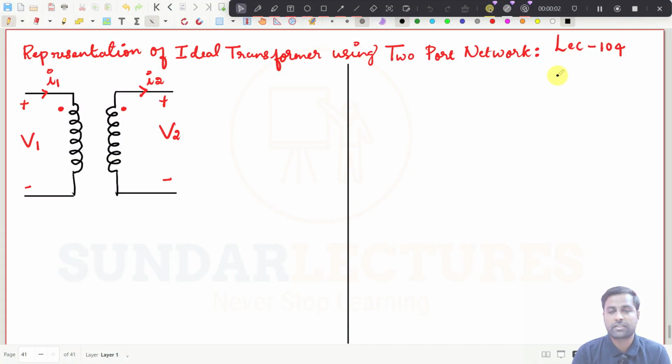Welcome to Sundar's lecture. This is lecture number 104, and in this lecture we are going to see representation of ideal transformer using two-port network. We are going to apply two-port network in transformers to get the parameters. We are going for ideal transformers, not the practical transformer. Try to understand, we are going for ideal transformers, right?